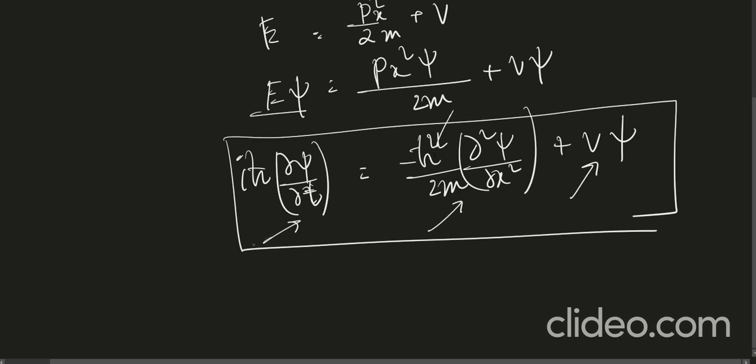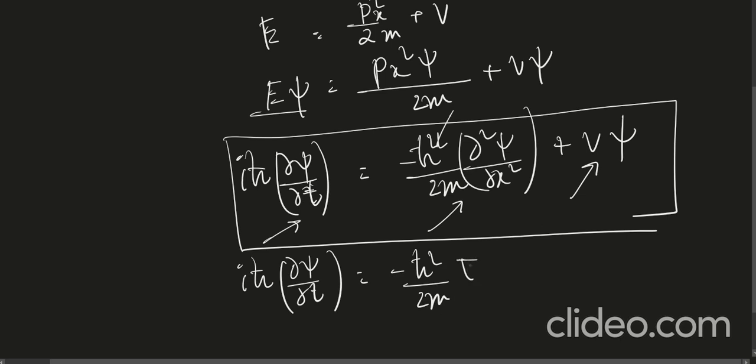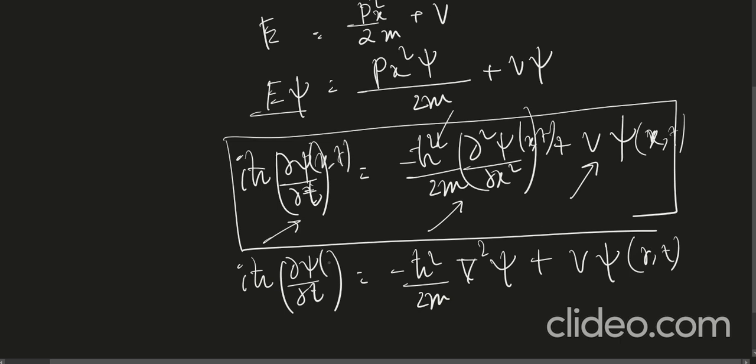Now if we express it in a 3D equation, we just put here i h cut del psi by del t equals minus h cut square by twice m. For 3D there is x, y, z present, so here we introduce the new parameter, grad square psi, plus V of psi. In this bracket, I can't mention x,t, so here we mention r,t. Why r,t? Because in 3D there is a resultant vector r, which is the position vector of the particle and which depends on the three parameters x, y and z respectively.